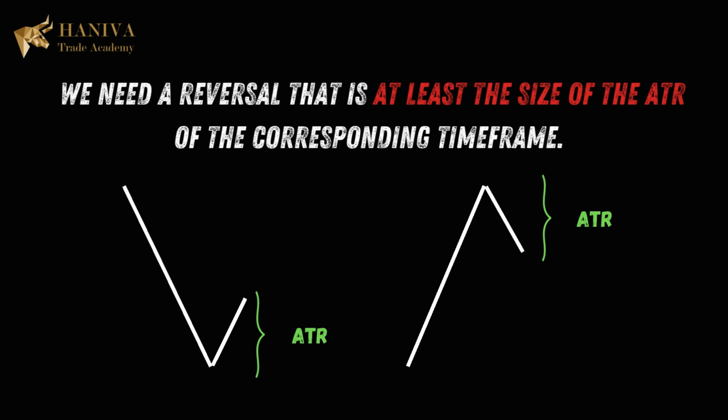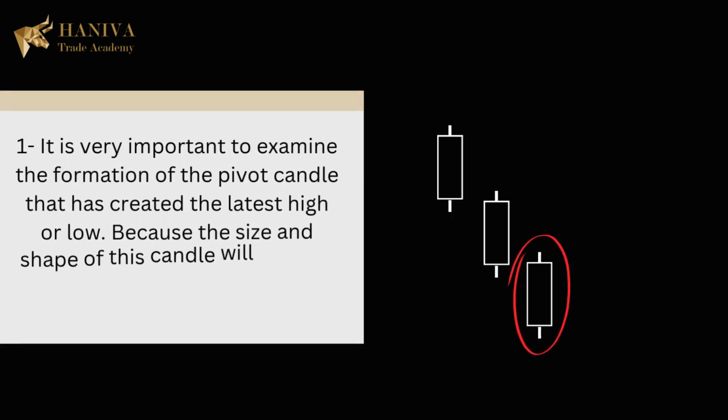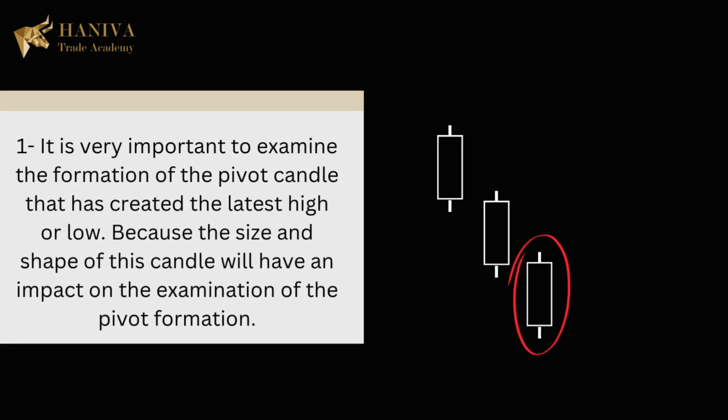Step 2. In this step, we need a reversal that is at least the size of the ATR, average true range, of the corresponding time frame. Before that, a few important points should be mentioned. 1. It is very important to examine the formation of the pivot candle that has created the latest high or low, because the size and shape of this candle will have an impact on the examination of the pivot formation.